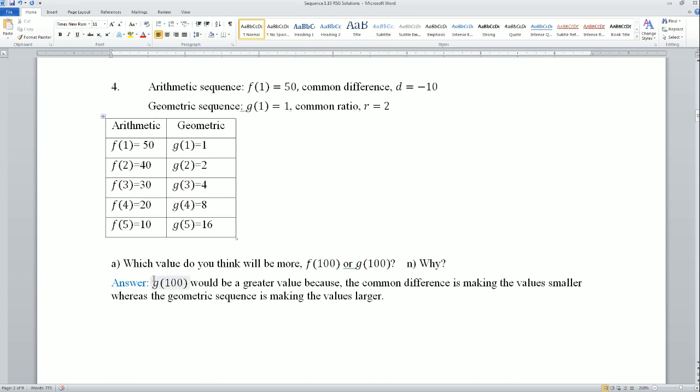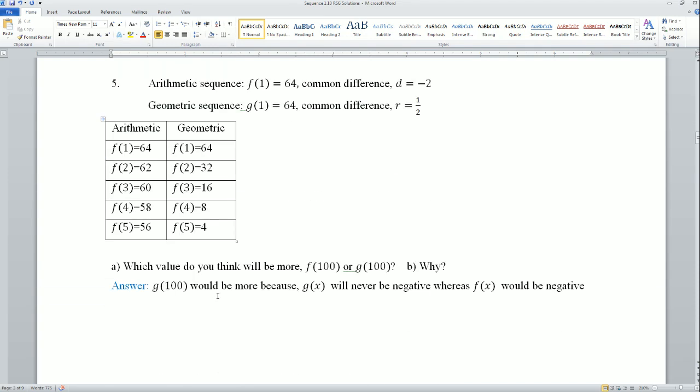Right here, I would say G of 100 would be a greater value because the common difference is making the value smaller, right? 50, 40, 30, 20, and 10. Whereas the geometric sequence is making the values larger: 1, 2, 4, 8, and 16. 5, likewise here, it starts both at 61. The common ratio is 1/2. And the arithmetic here is negative.